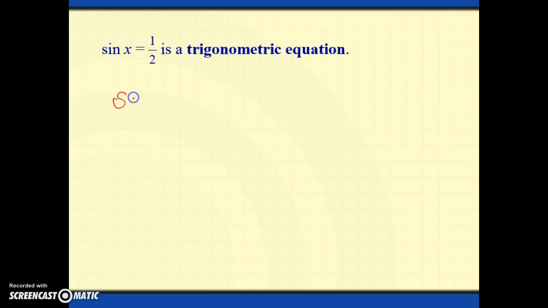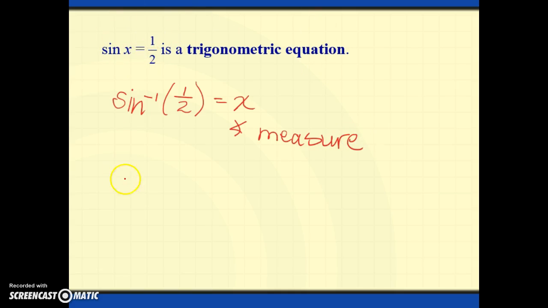That's a trig equation that we know we can solve by using the inverse, right? Therefore, the sine inverse of positive 1/2 would have to be x. That's our angle measure that makes the sine of that angle measure equal positive 1/2.